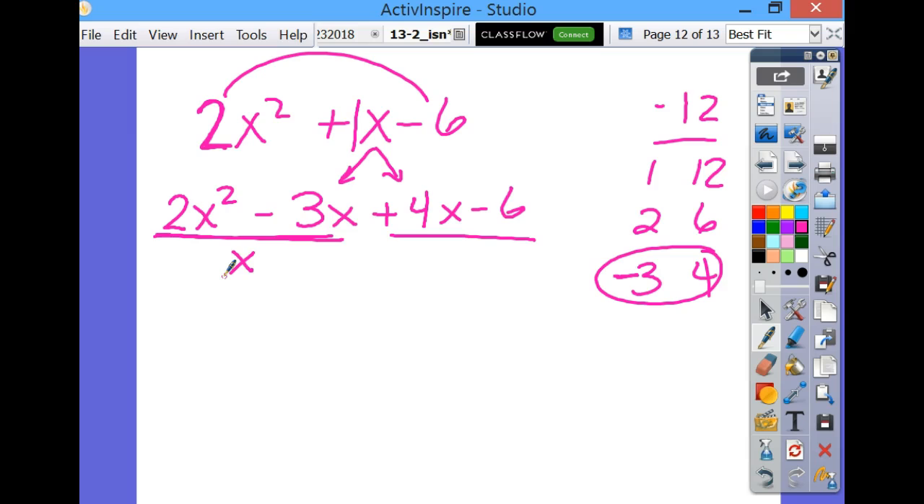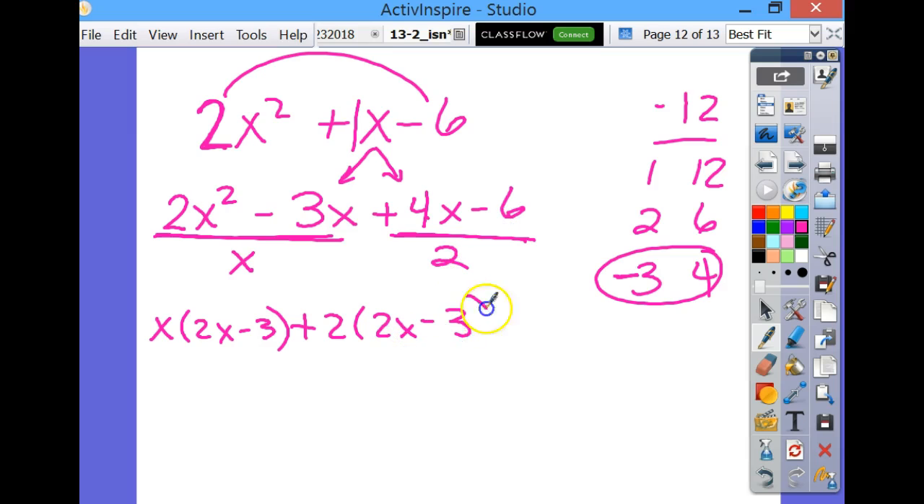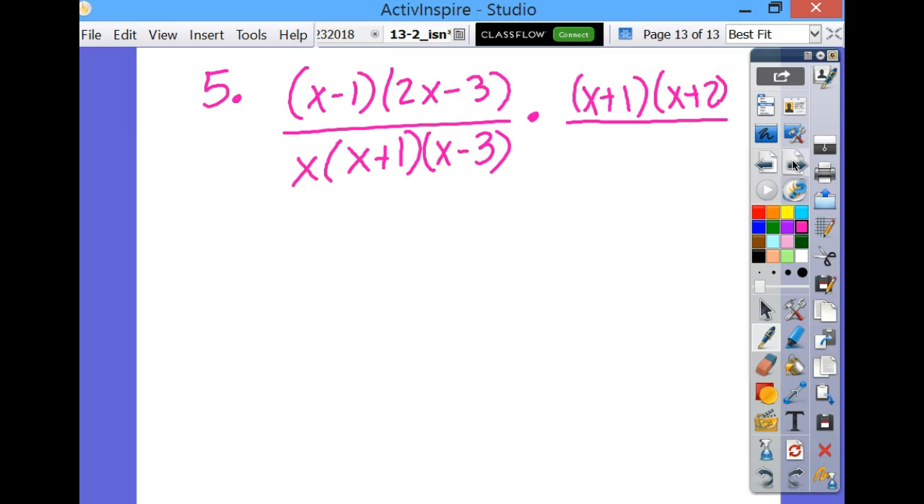This factors out an x. This factors out a 2. When you factor out an x, when you factor out a 2, 6 divided by 2, this gives me x(2x minus 3) plus 2(2x minus 3). My last denominator is 2x minus 3, x plus 2.